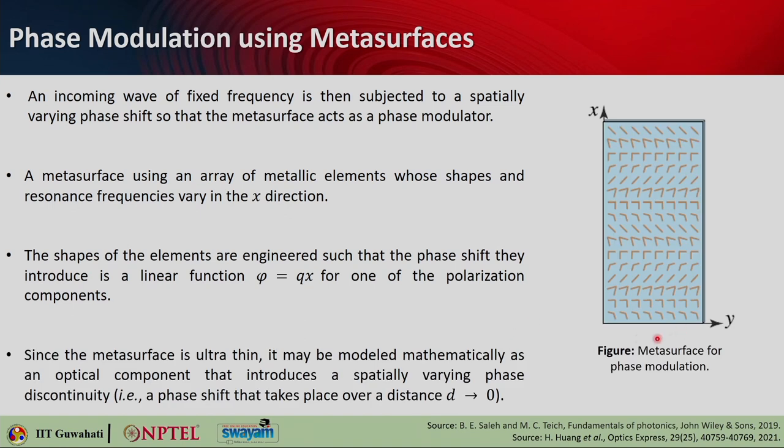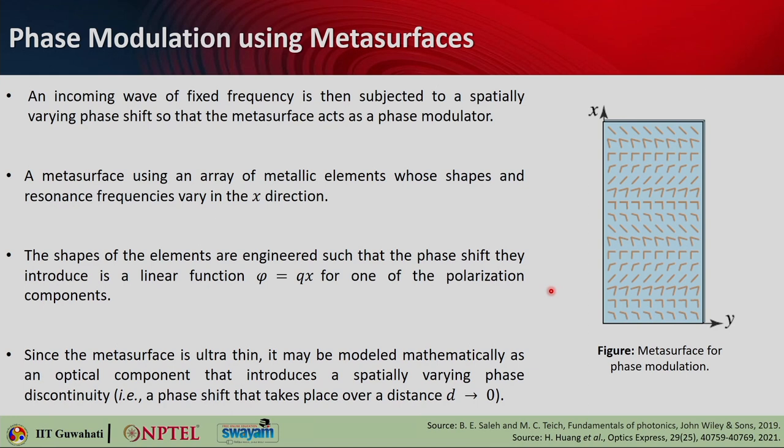So, let us take this particular example where the metasurface is basically an array of metallic elements. All these elements that you see are metallic elements. The element size and geometry are the same along the y direction, but along the x direction they are different. That way the phase will be changing along the x direction. This is just an example of how you can change phase along one particular direction. Here you can see the shapes of the elements are engineered such that the phase shift they introduce becomes a linear function like phi equals qx for one of the polarization components. So, here it becomes a linear function along x.